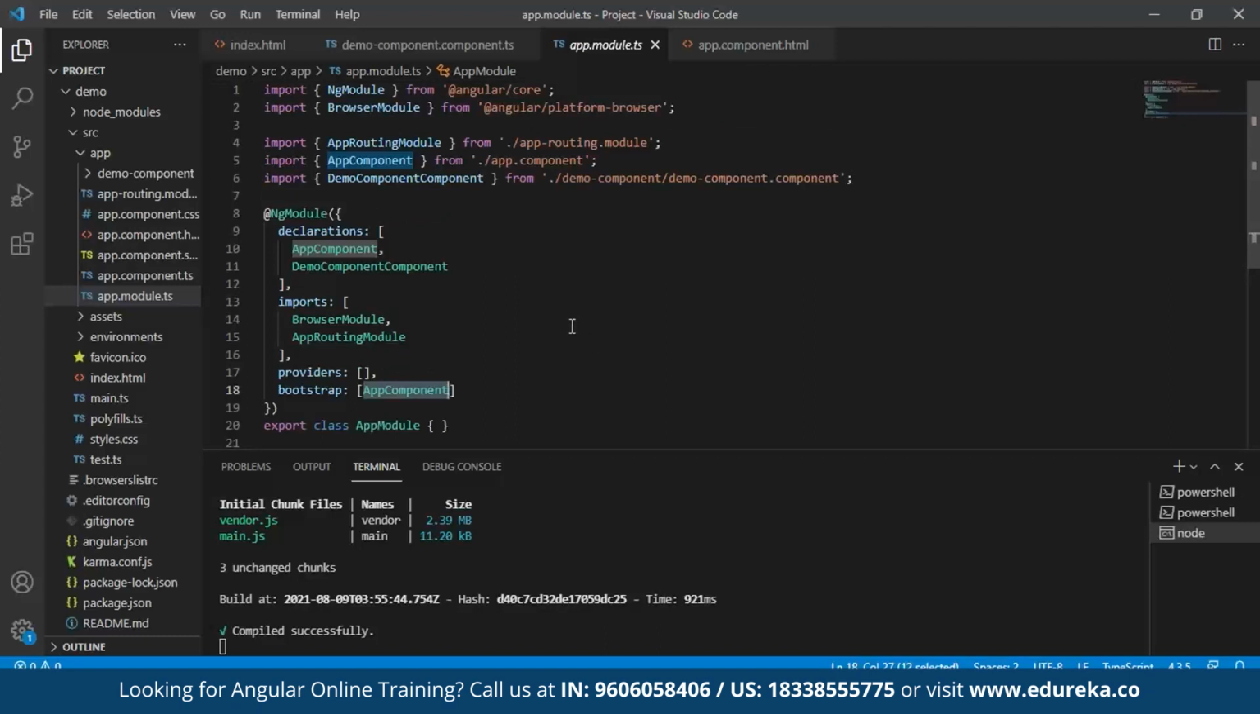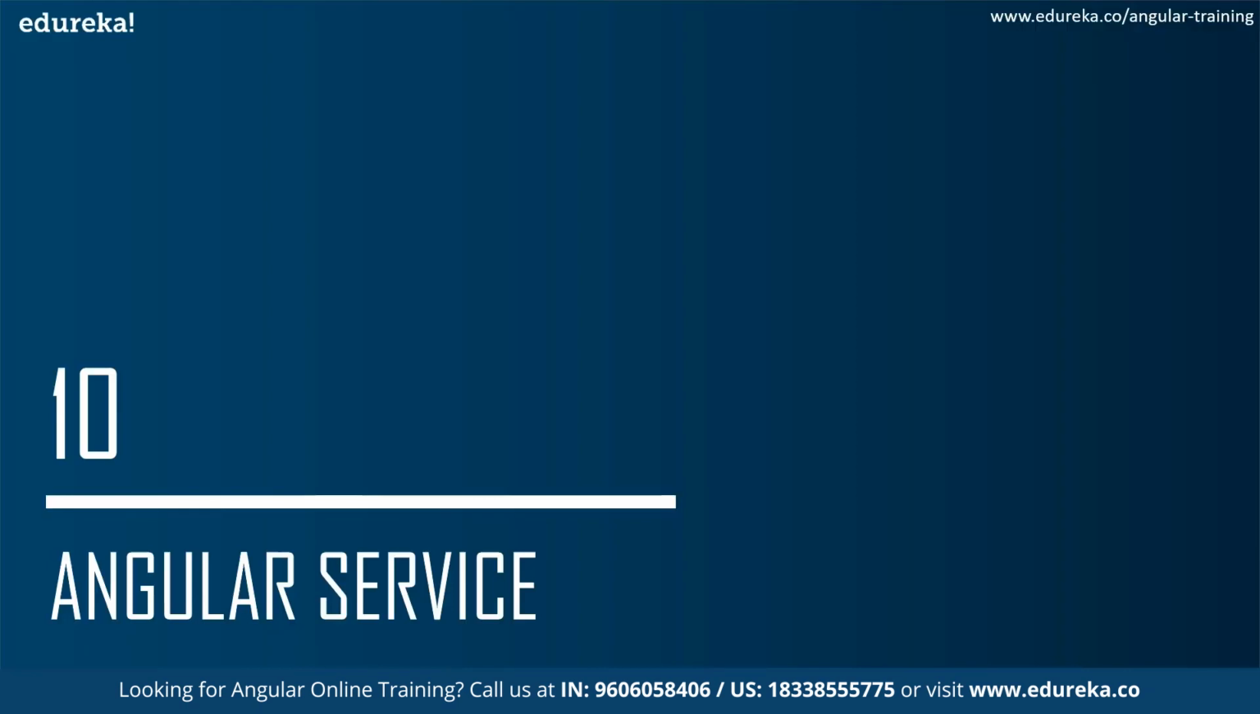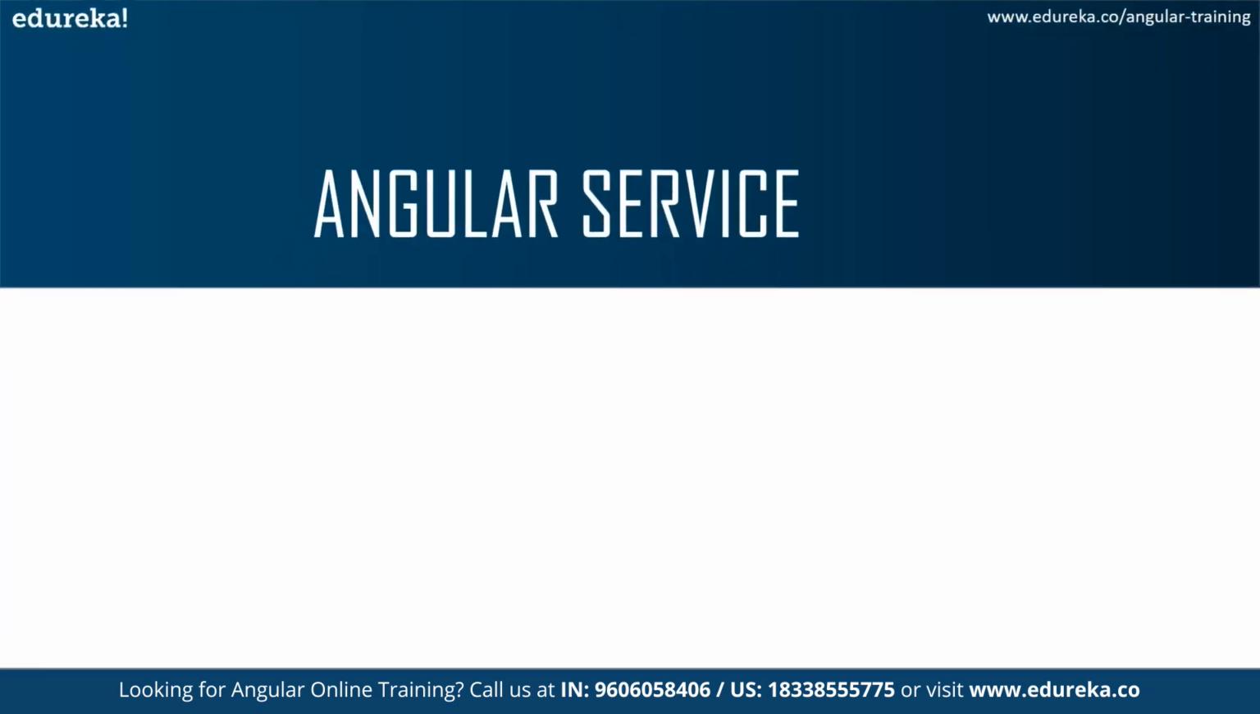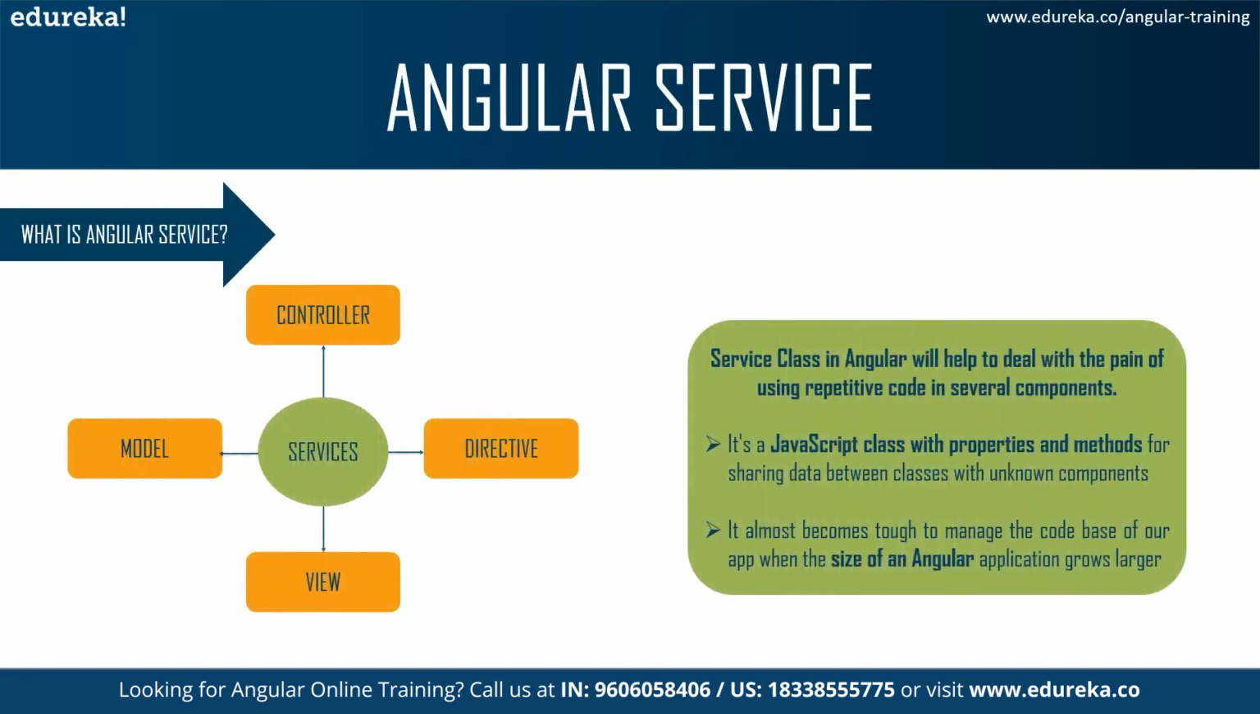Now let's go ahead and learn about our services. Coming back to services, firstly let's understand what a service is. A service comprises model, directive, controller, and view. The service class in Angular will help you deal with the pain of using repetitive code in several components. So basically, if you create a service in your module, it can be used to create any number of sets of code. Instead of calling the whole set of code in order for our code to work, we can use this service that has been created in our module class. Now we'll see how that works.